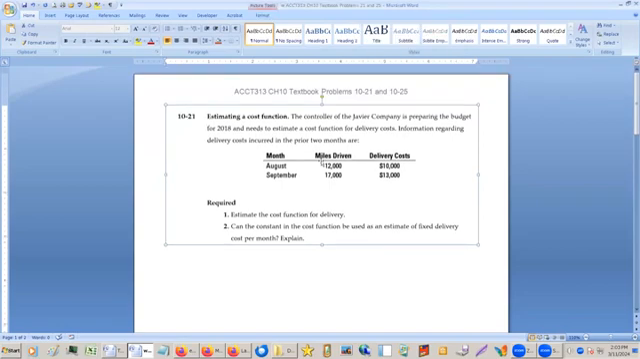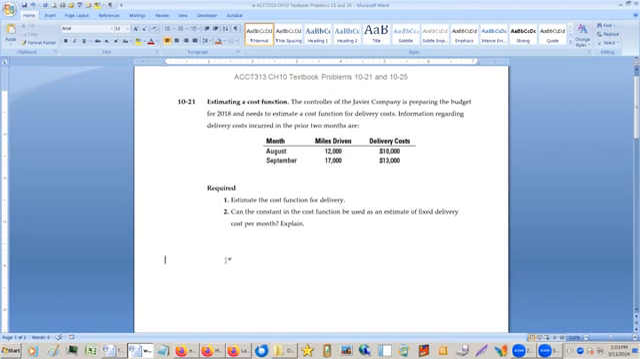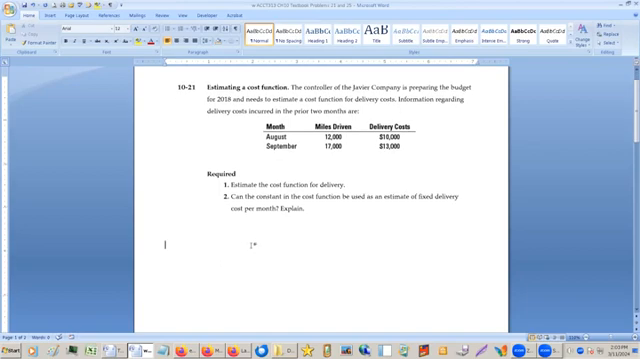What is this? Delivery costs. Okay, so there's miles driven and delivery costs. Now, the nice thing about this one is there are only two of them. So he said he had the high and the low. Let's take the miles driven here for the high. That's not the high, I missed it. I'm sorry. The high is 17,000, which is actually higher than 12,000. I should know that. Okay, so this is 13,000.